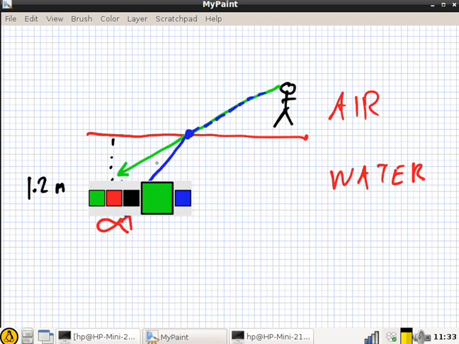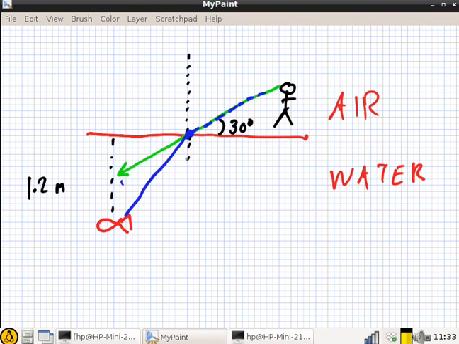Okay, now they give you angles, so I'll write them in. This angle here is 30 degrees. That is all you know. You can say the air has n equals 1 and the water is 1.33.